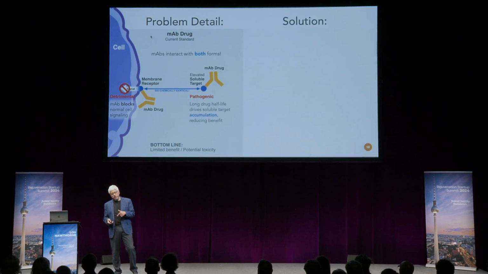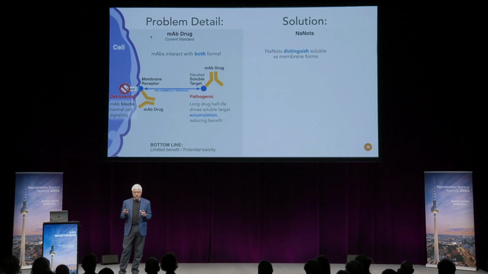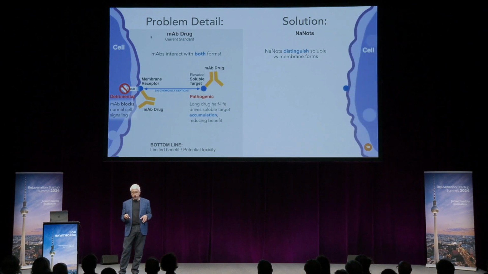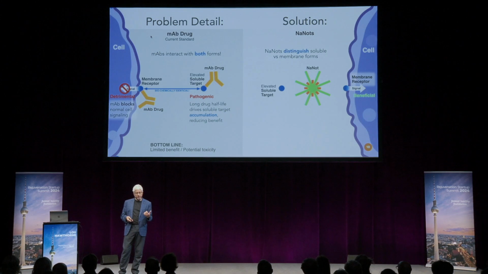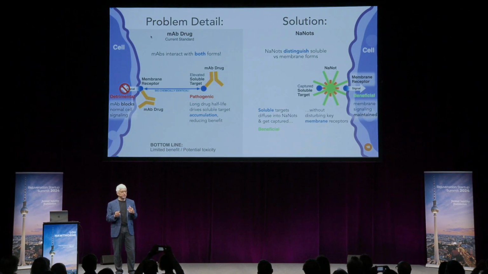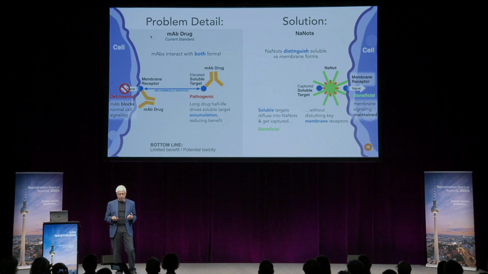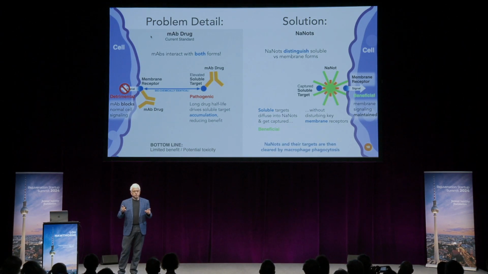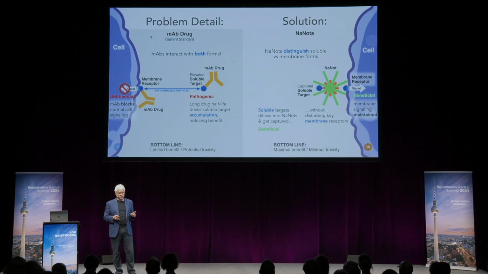So contrast that with NaNots, which are designed specifically to distinguish soluble versus membrane forms. The problem space is the same, a membrane form and a soluble target form that are biochemically identical. The difference is the NaNot adsorbs, captures the soluble target, but it's shielded in such a way that the capture agents cannot interact with the membrane form at all. So you don't disturb beneficial membrane signaling, and that opens up all sorts of possibilities in therapeutic design. NaNots and their targets are then cleared by macrophage phagocytosis, and the bottom line is maximal benefit with minimal toxicity.